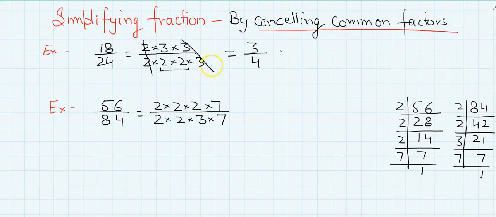Now let's see the common factors. As I told you earlier, the common factors. So 2 is a common factor, we can cancel. Again 2 is a common factor, we can cancel. Then 7 is a common factor. So what we are having is, the remaining is 2 over 3.